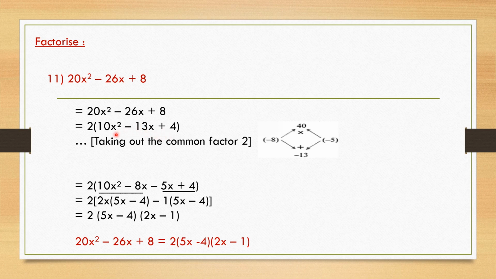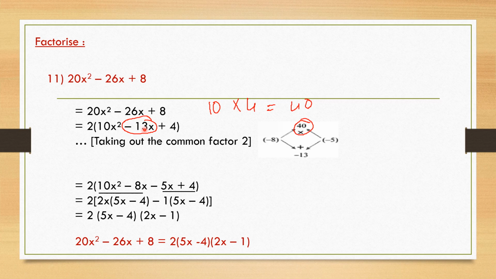Now note one thing, again the coefficient of x squared, it is 10 and it is not 1. So we multiply 10 with 4, we get 40. Now 40 is split into two such numbers that after multiplying we get 40, and after adding we get the middle term, that is minus 13. So our two terms are minus 8 and minus 5, because minus 8 into minus 5 will give you plus 40, and minus 8 minus 5 will give you minus 13, which is the middle term.